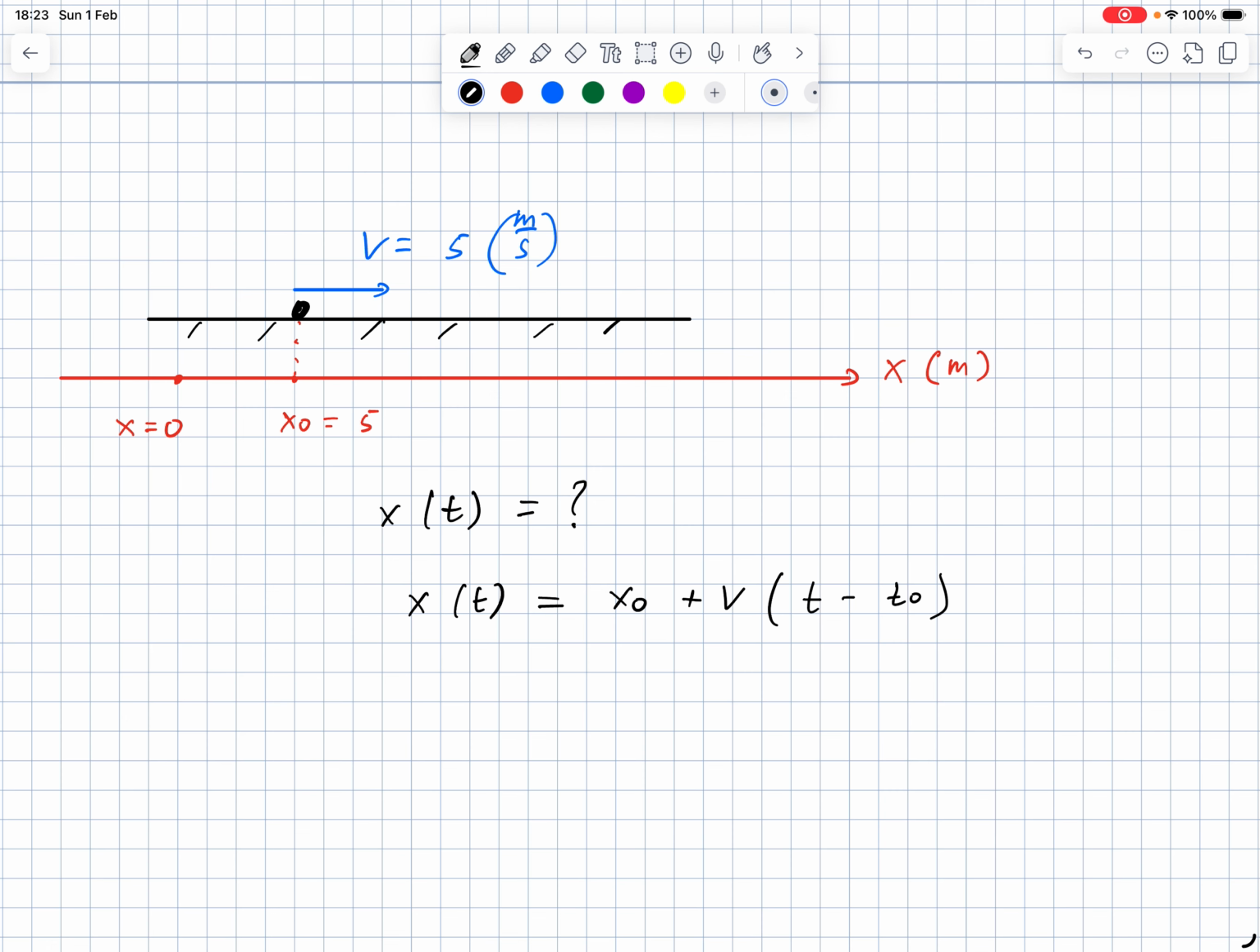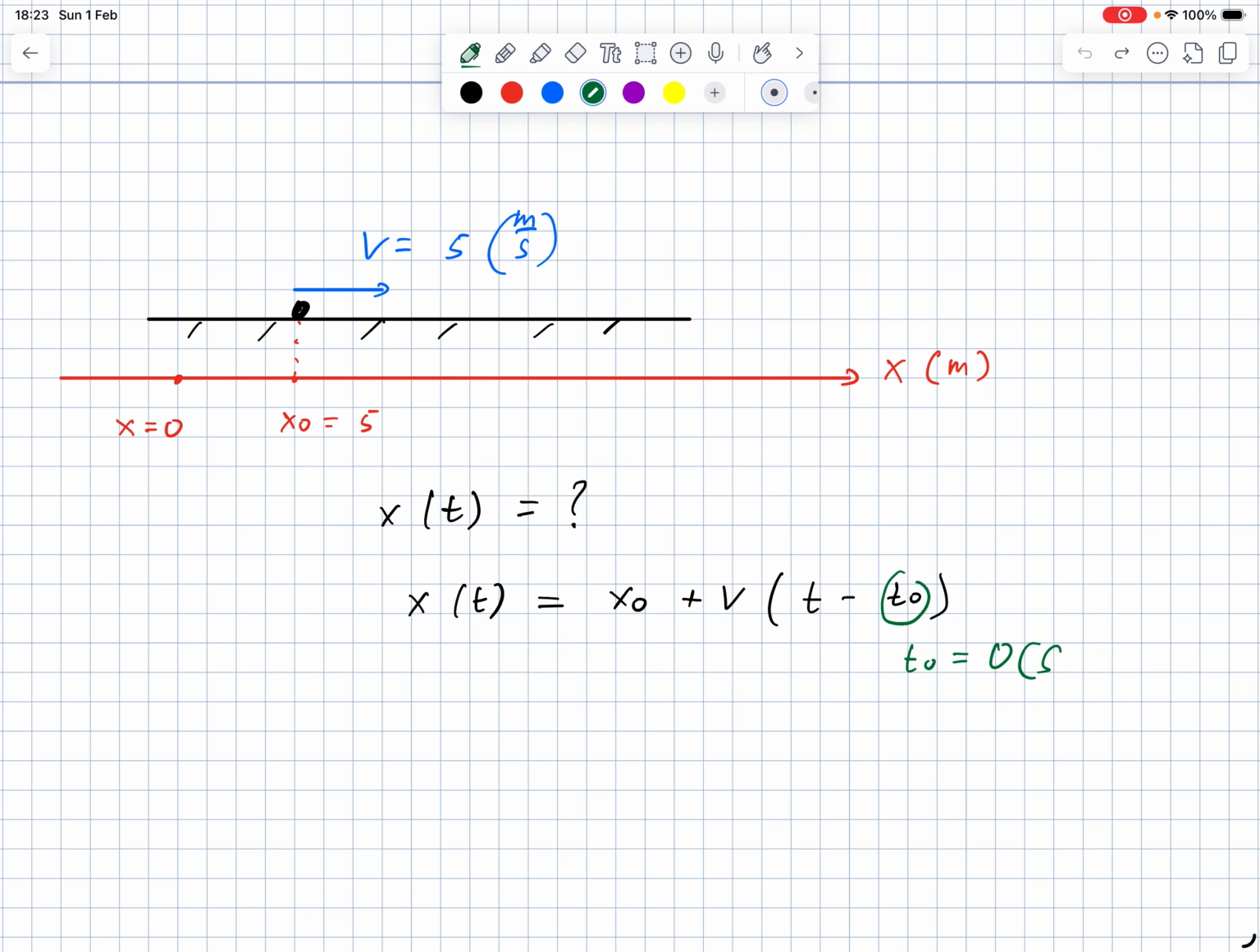Well, usually at the beginning, when we talk about not so hard problems, the initial time, which is t0, is equal to 0 seconds. And of course, we need to know the initial position. And this value of the velocity would be constant.